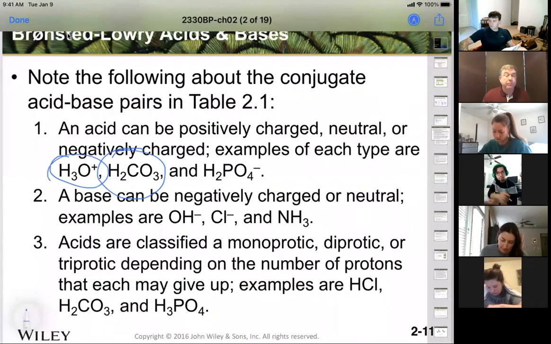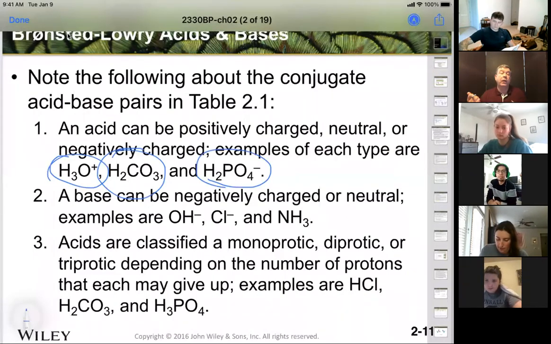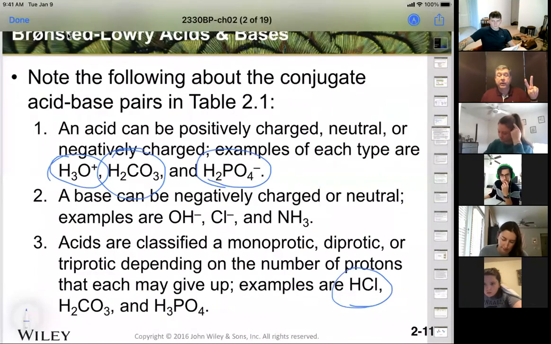In the case of hydronium, we already have a proton to give away, so it's a stronger acid. And in the case of phosphoric acid, if we've already given one of those hydrogens away, we still have the possibility for giving two other hydrogens away. So acids can be positive, negative, or neutral, depending on how many protons are available to transfer. Bases are almost always negatively charged, except for ammonia, which is neutral. And acids can be classified as monoprotic if it only has one hydrogen to transfer, like in HCl. Diprotic if it has two hydrogens to transfer, like in carbonic acid.